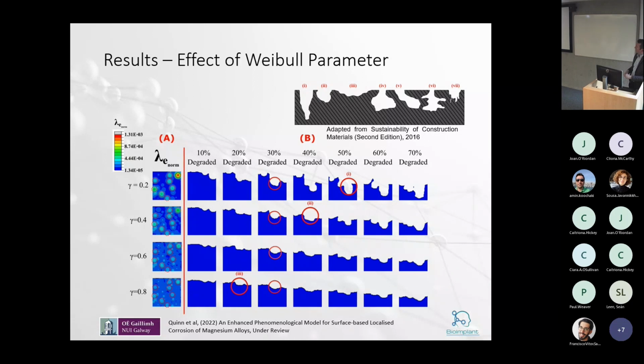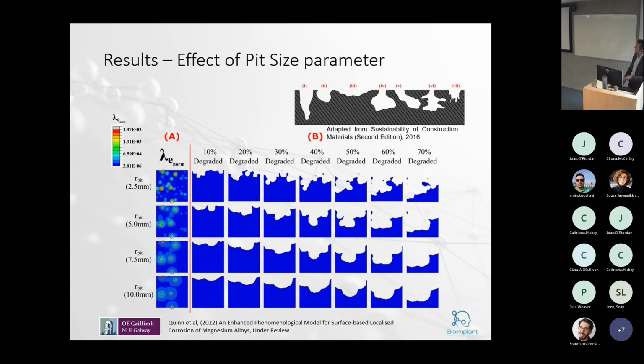You could also change those features based on your input parameters. So here, this gives you a more aggressive pit formation, whereas when you start to increase this gamma value, you get more uniform corrosion taking place on that surface. And we also have a term called the pit radius that can define the size of pits that tend to form. So here you get a lot of small pits, whereas if you increase that pit radius, you get much larger pits forming.